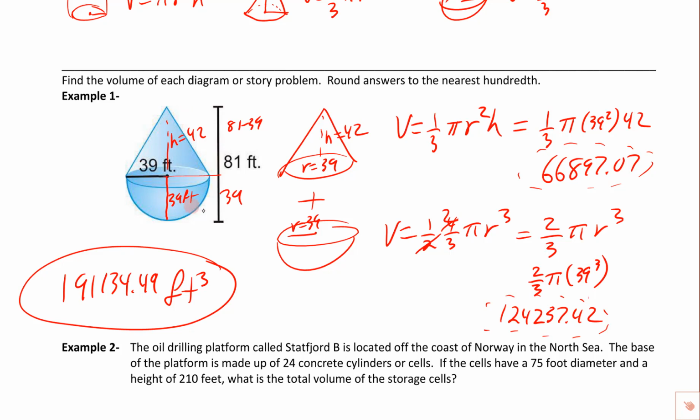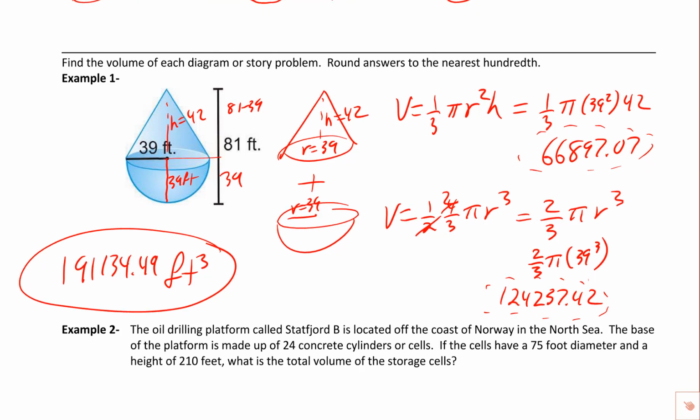So this is a composite solid. It's basically made up of a couple of different shapes. So we've got this cone on the top, and then we've got the hemisphere on the bottom. We come up with a formula for each one of them, and I kind of like drawing these separate pictures and then going through and figuring it out. I think that's a pretty good idea.